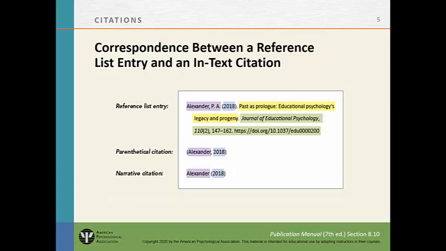Like I said, you need to make sure that the author surname and the date match what's in your reference list. And you see here what a reference list entry for a journal article, which is most of what you're citing in psychology, looks like. The author's name is highlighted in light purple, the date's in blue, the title of the article is in yellow, and then the other information is in green. So for Alexander, 2018, Alexander's the surname. The date it was published is 2018.